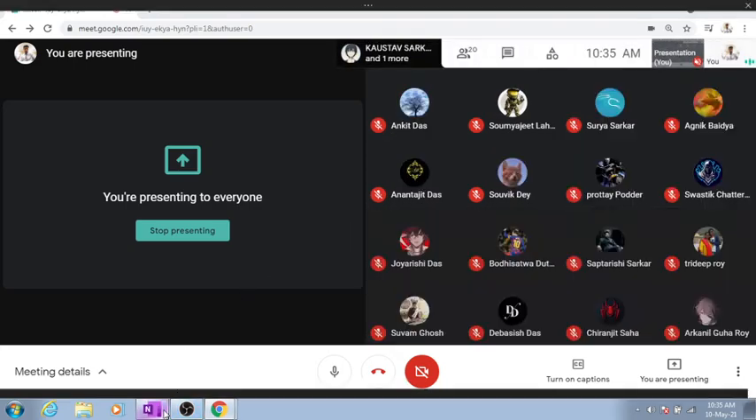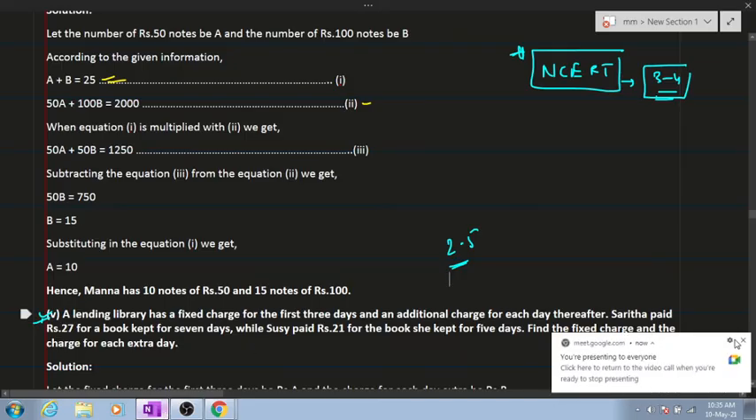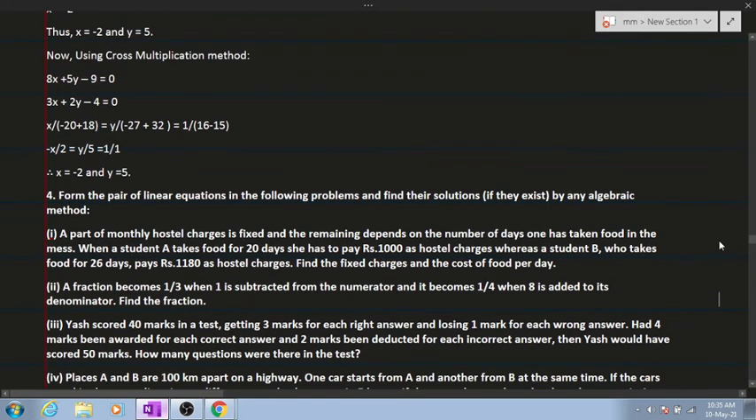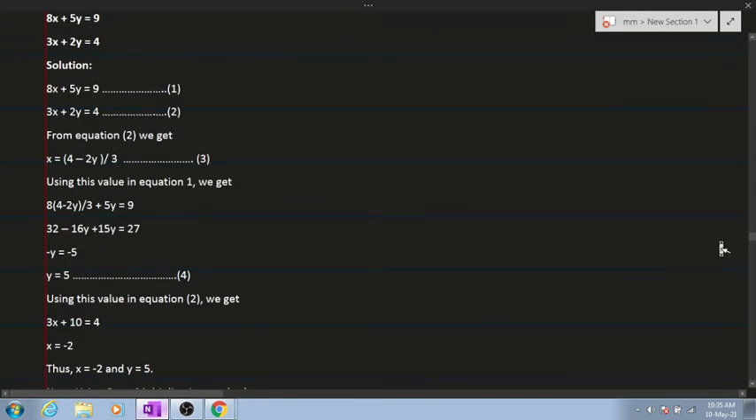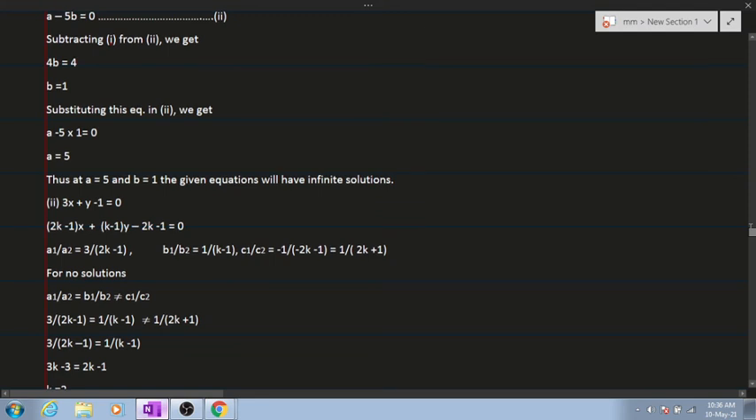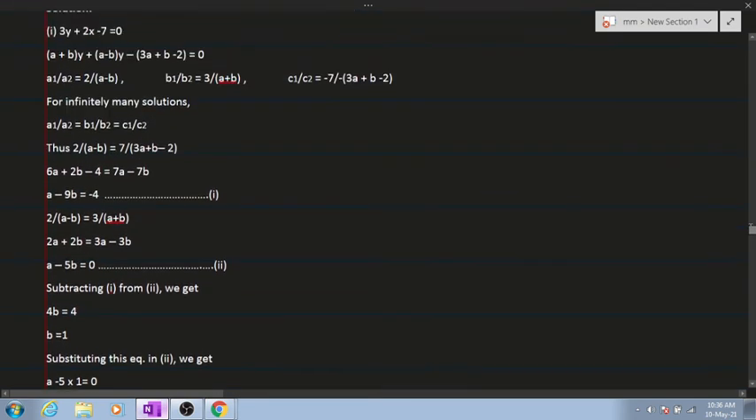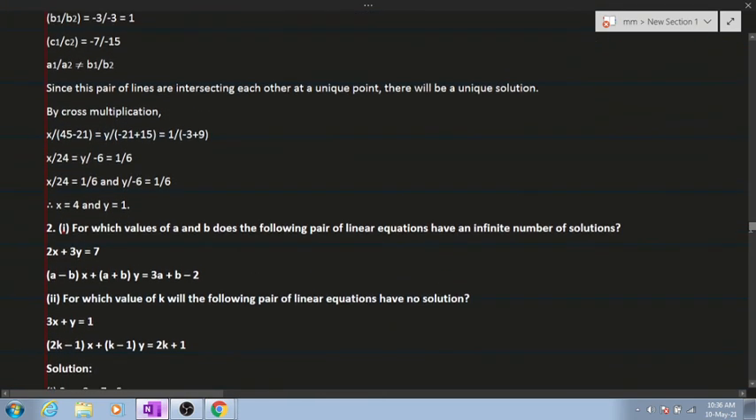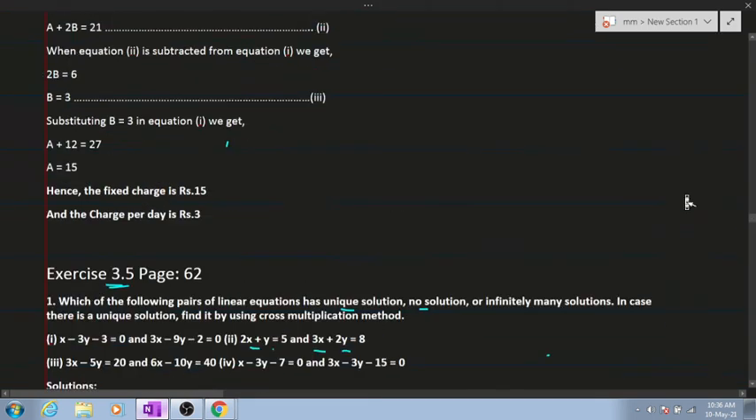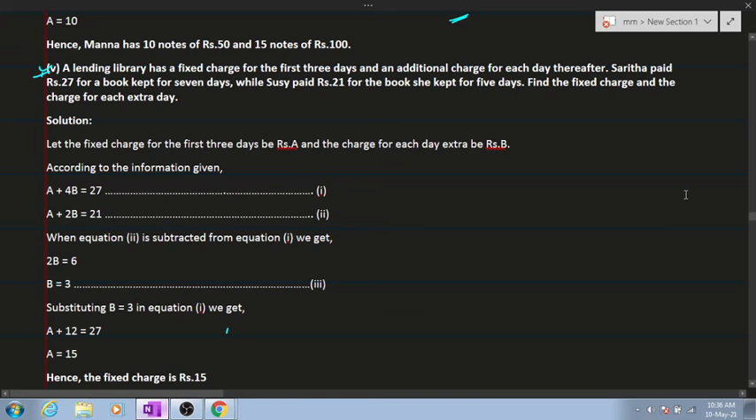So let's see, I present the solution in front of you. This was a very simple numerical as compared to the previous one that we have done, with the fixed charge and the variable charge. It was similar to the taxi numerical that we did in our previous exercise. I hope you all remember that, because based on that we'll be able to solve it in a much easier way. Now let me bring you the solution. This is how the solution will look like.